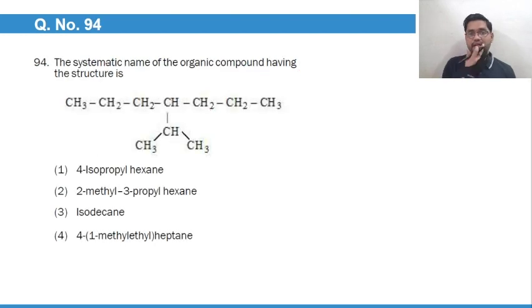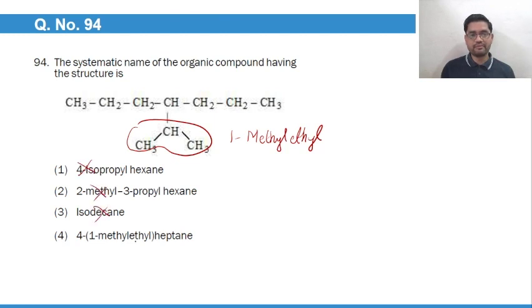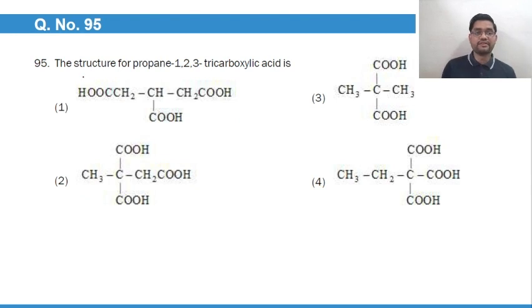94. The systematic name of the following compound having the structure is. This is a complex compound and its name has to be 1-methyl ethyl. So isopropyl, no. 2-methyl propyl, no. 1-methyl ethyl. So without doing the entire IUPAC, 1-methyl ethyl will be the best answer.